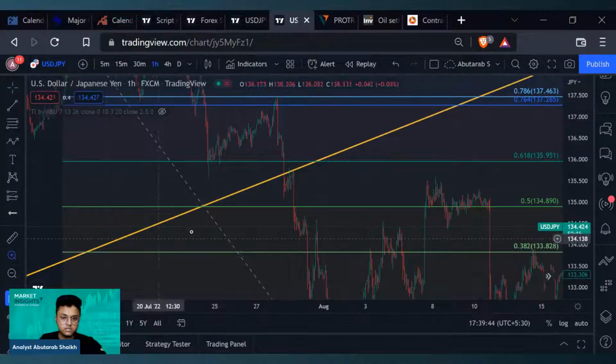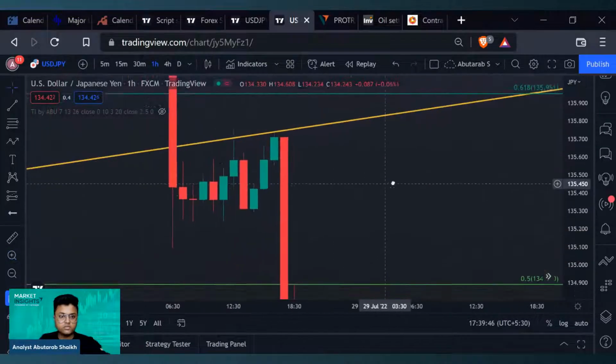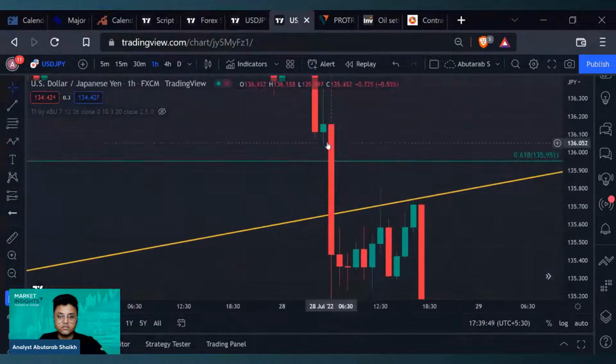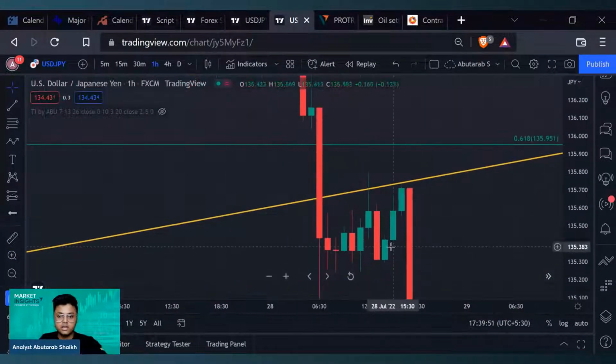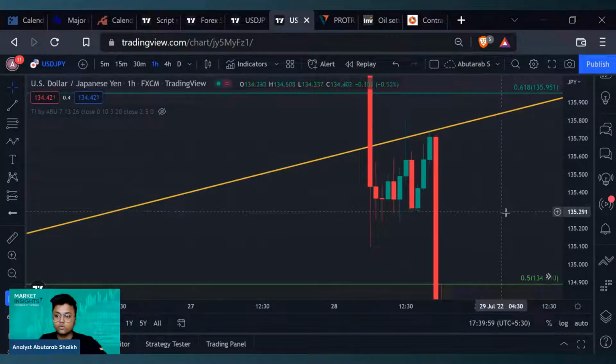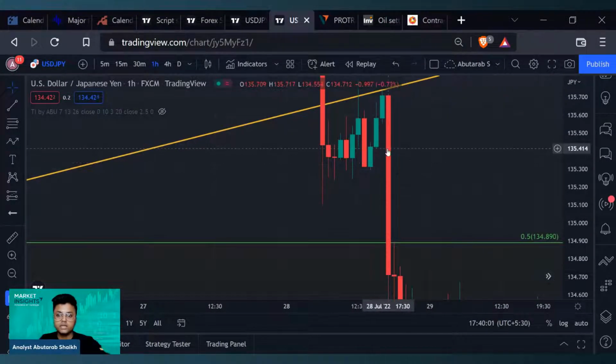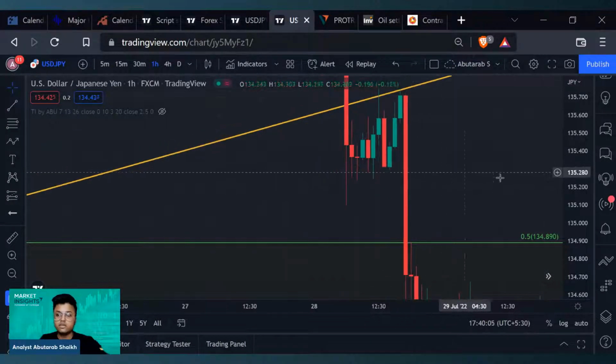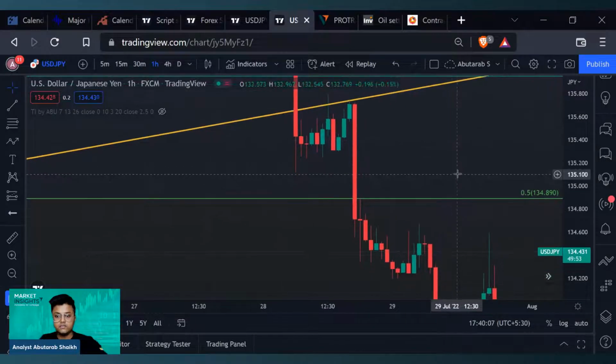Just look at this. This was the breaching point, and after this very strong bearish candle, the price tried to consolidate, tried to move back up, tried to take a breather. But the selling was so good that we saw another bearish candle on 28th July. And this is the way the market moves, and this is the way it happens.